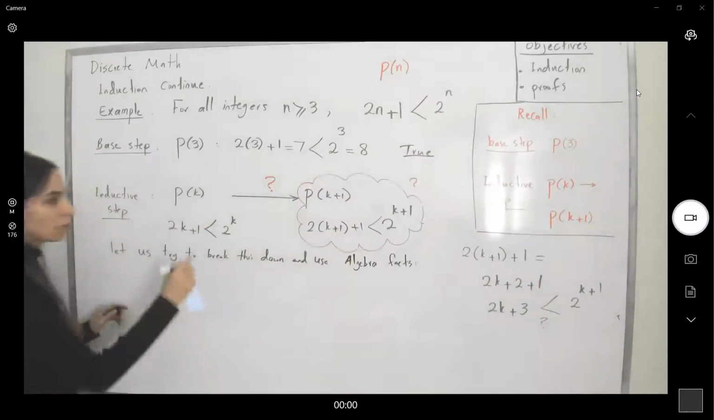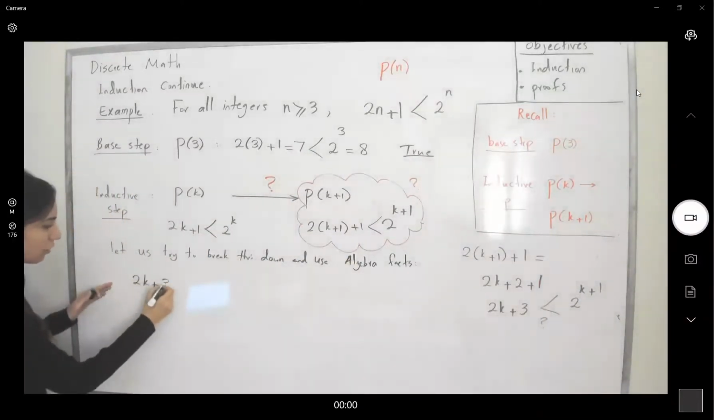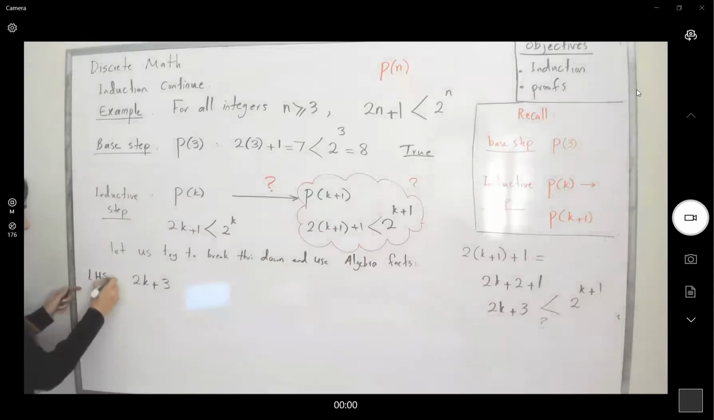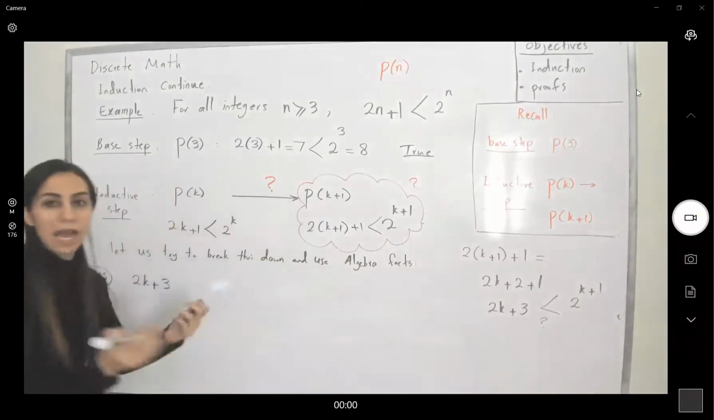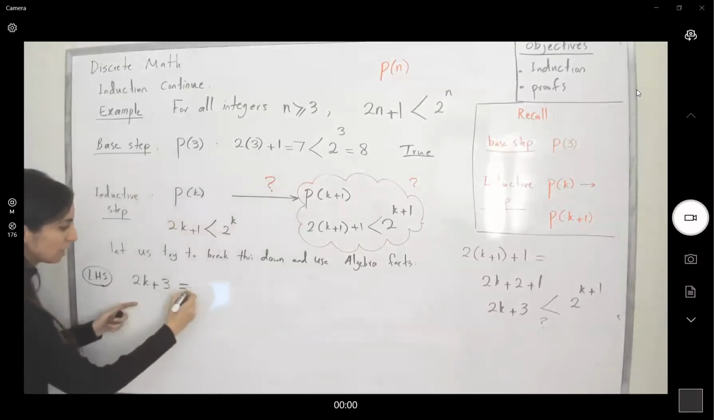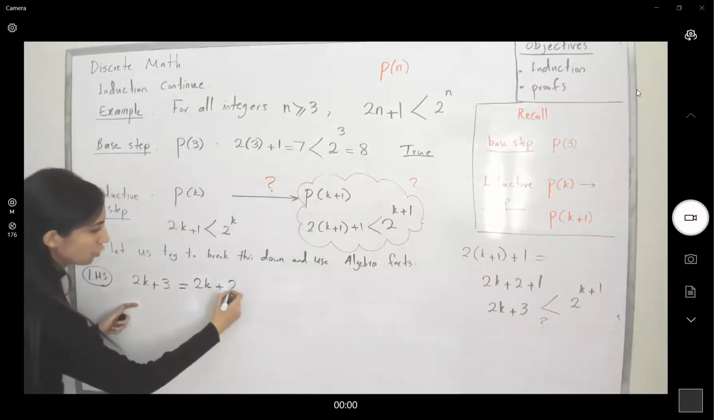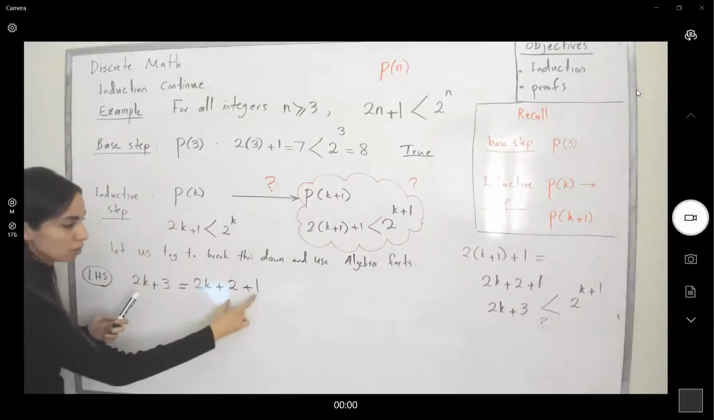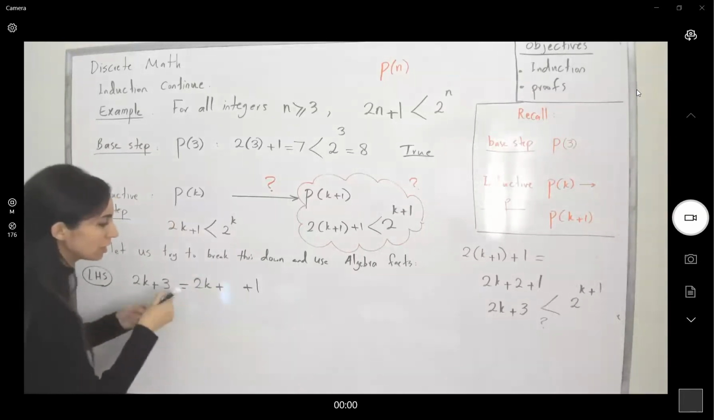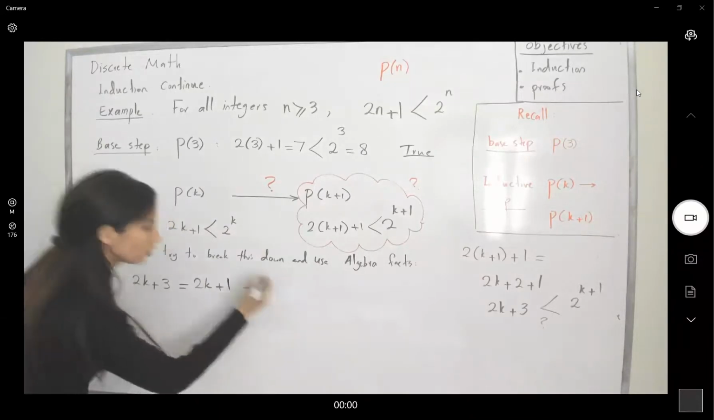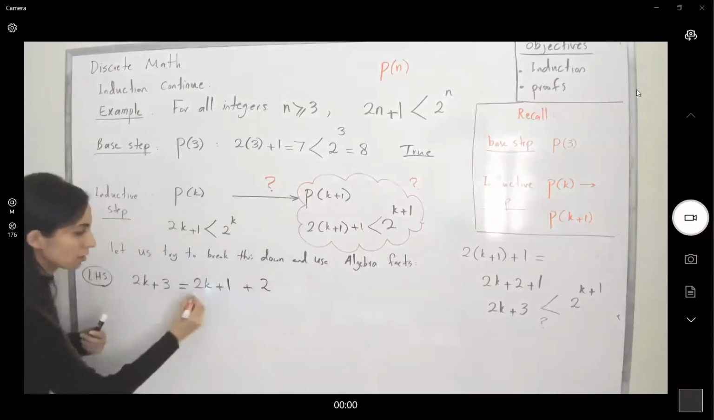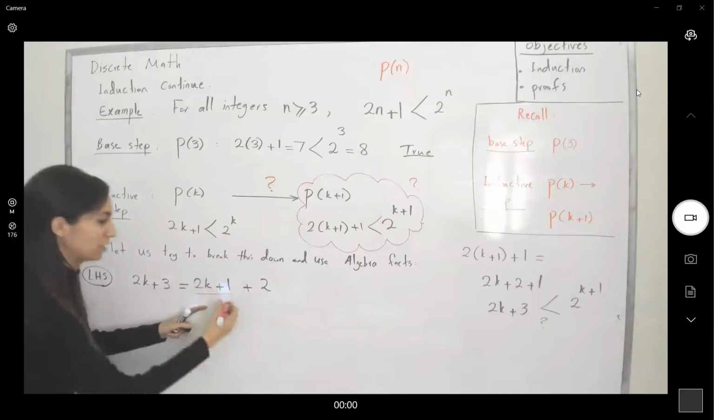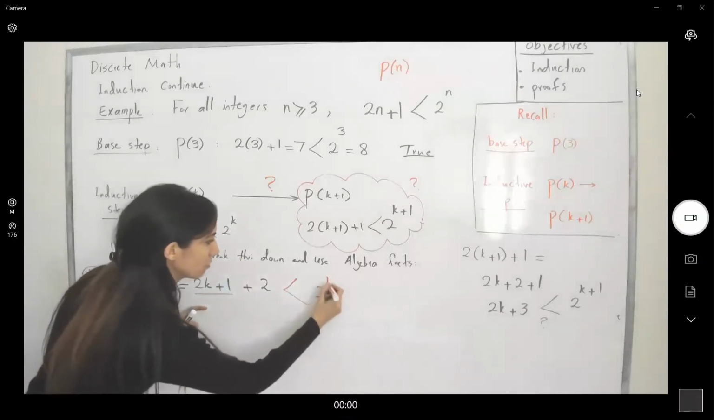So 2k plus 3. I'm starting from the left-hand side, and trying to use breaking down and algebra facts. This can be written as 2k plus 2 plus 1. Or since you have 2k plus 1, you can switch between 1 and 2. So write it this way: 2k plus 1 plus 2. 2k plus 1 is less than 2 to the k. This is your Pk.